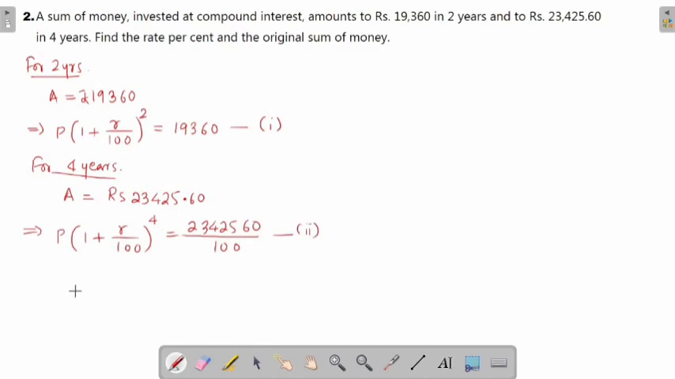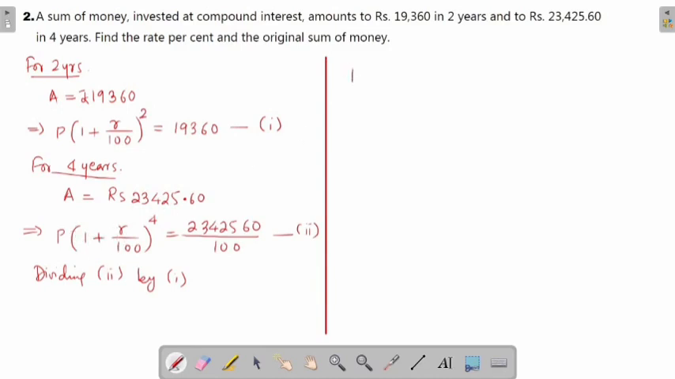Okay, now what will I do is, see, I need to find the rate of interest, the rate percent, and later on you have to find the principal. So I'll divide equation 2 by equation 1. Let's see what we get if I divide. We don't have space here, so let me do it here. So when you divide, first in equation 2 we have this one.